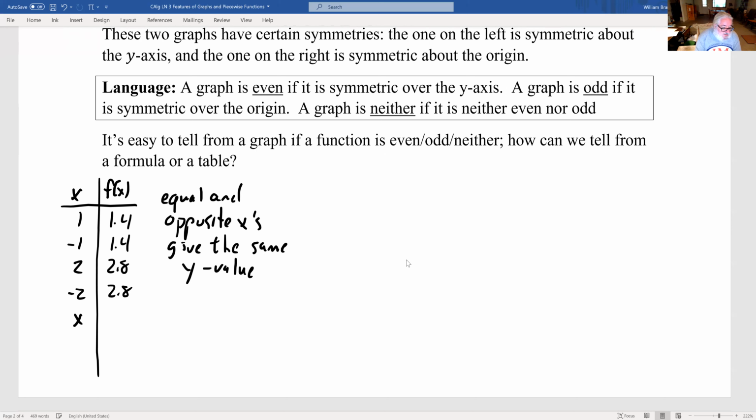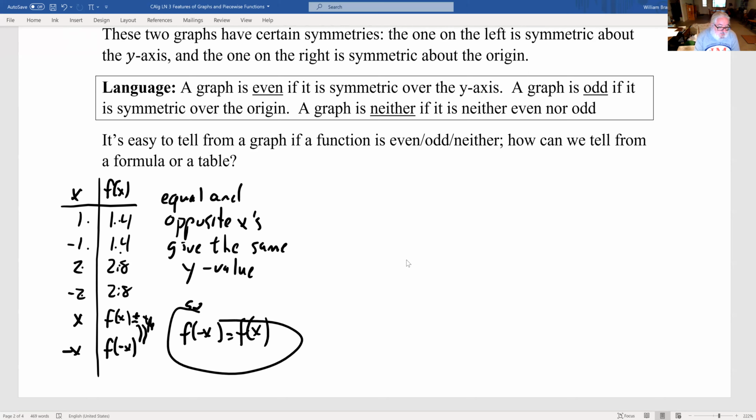So if I take any x, I should get out whatever y value is, I get f of x. And if I take the opposite one, I should get y equals f of minus x. And these two things should be equal to each other. So 2 and -2 both give me 2.8, 1 and -1 both give me 1.4. So f of minus x should be equal to f of x. That's a nice little formula. So you can tell if you have a table, as long as you take equal and opposite and you get the same number, that's an even function. If you have a formula, you can just plug in minus x and see if that's the same as you get for f of x.